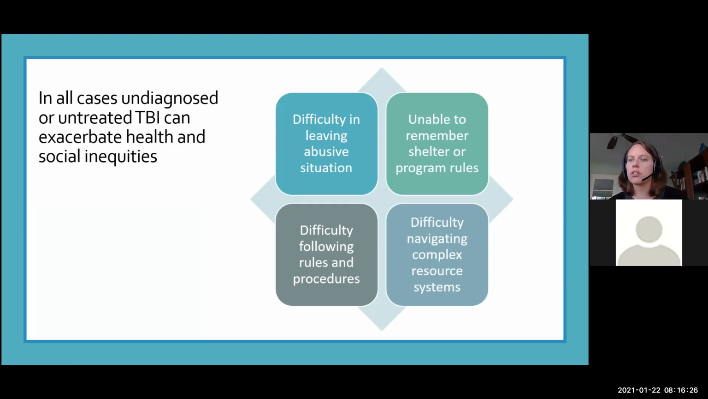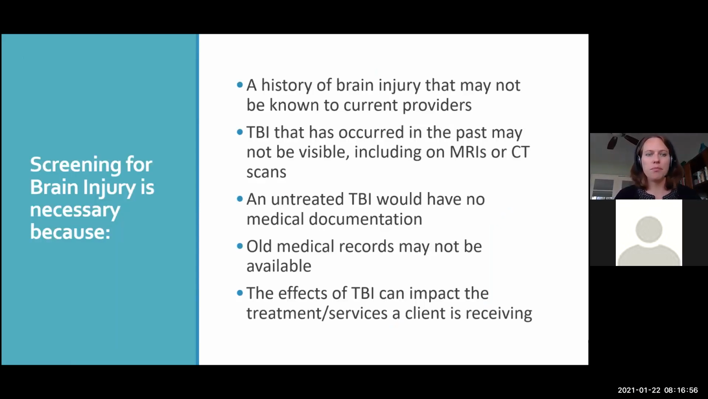Following rules and procedures can be more difficult, and really difficulty navigating complex resources and systems, which is perhaps why some people don't engage in resources that seem to be available to them, because it can be really difficult to identify, execute, and follow through on the plan to work through these systems. It can be hard for an experienced healthcare worker to navigate through these systems sometimes. So even more difficult if you're someone who does not have a lot of resources and a history of TBI. So we definitely want to screen for brain injury.